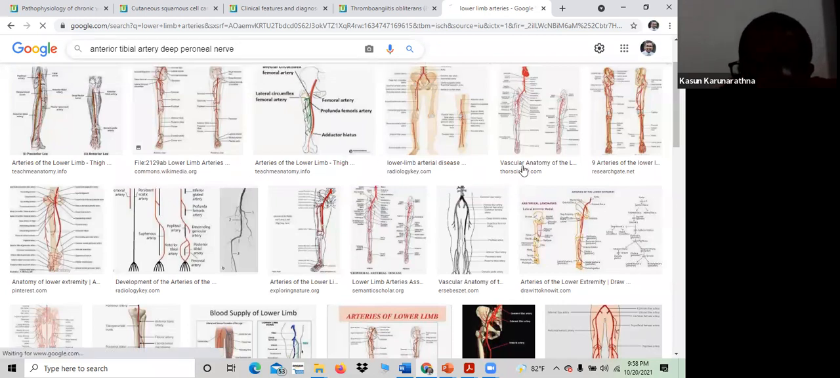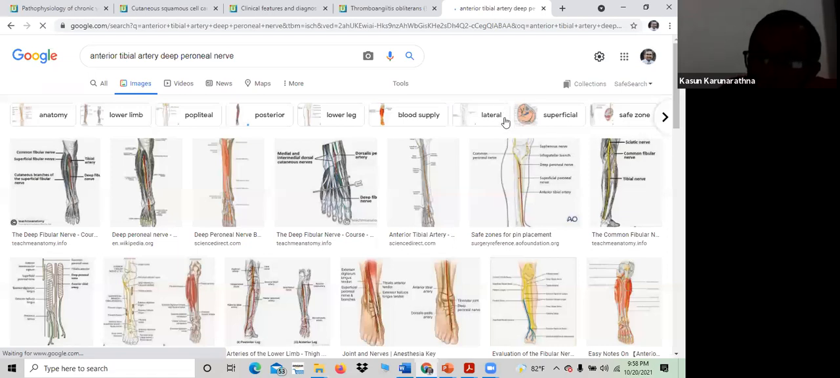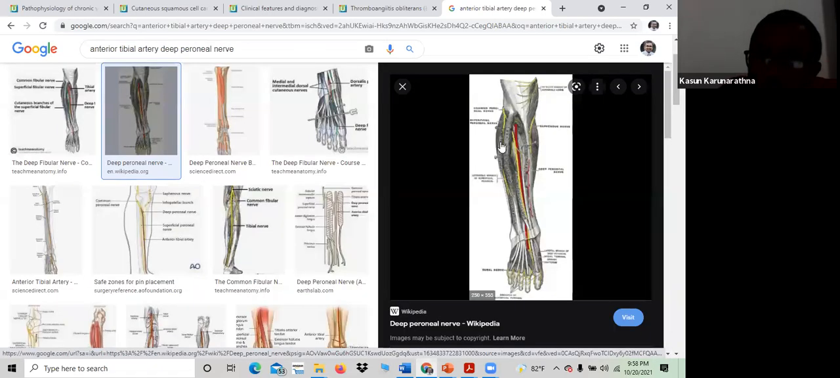This is how they run, right? This common peroneal nerve divides into deep and superficial peroneal nerves. Deep peroneal nerve runs with the anterior tibial artery. This is the nerve which can be damaged when you mobilize the anterior tibial artery. Okay, is it clear?